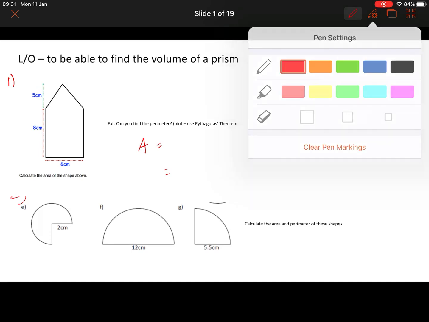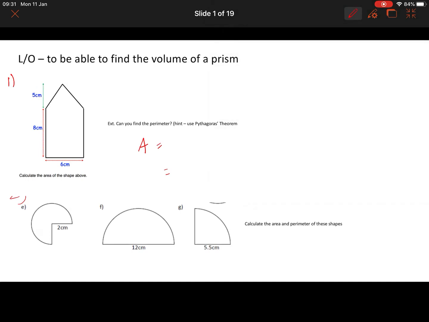Okay, so that's the first one. The second one, which is a semicircle, well, that's easy. Remember, it's half a circle. So it's pi times 6 squared. Why is it 6 and not 12? Because remember, the formula for area of a circle is pi times the radius squared, and 12 is the diameter. So it's pi times 6 squared, and then because it's only half a circle, we're going to divide it by 2. So let's put that in my calculator. Pi times 6 squared divided by 2 equals 56.5 centimetres squared to three significant figures.